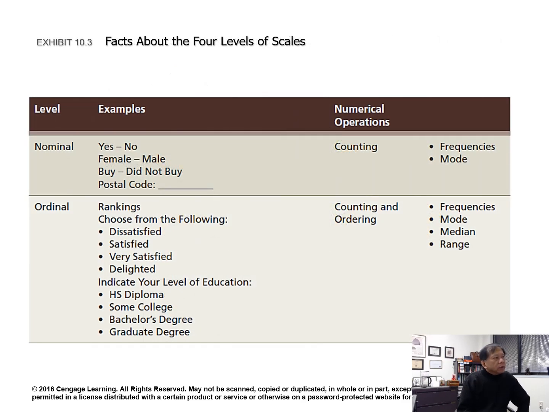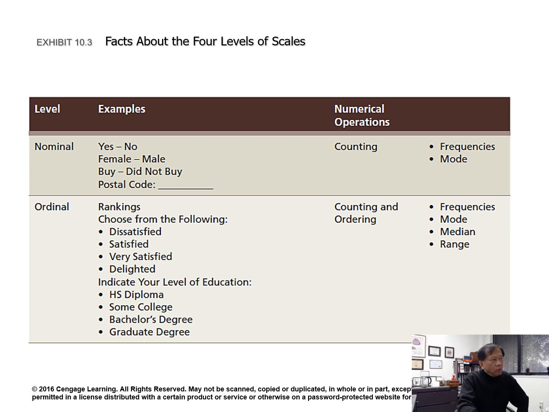About 4 levels. Let me give you some examples. So different levels of scales here. Okay, nominal scales. Example would be yes/no questions. Yes, no. Right? Female, male questions. Buy, did not buy. Postal zip code. Right? The numerical operation that you can do on those nominal measurements is just counting. You can count for frequencies. You can find the mode. What is the mode? The most frequently appearing ones.